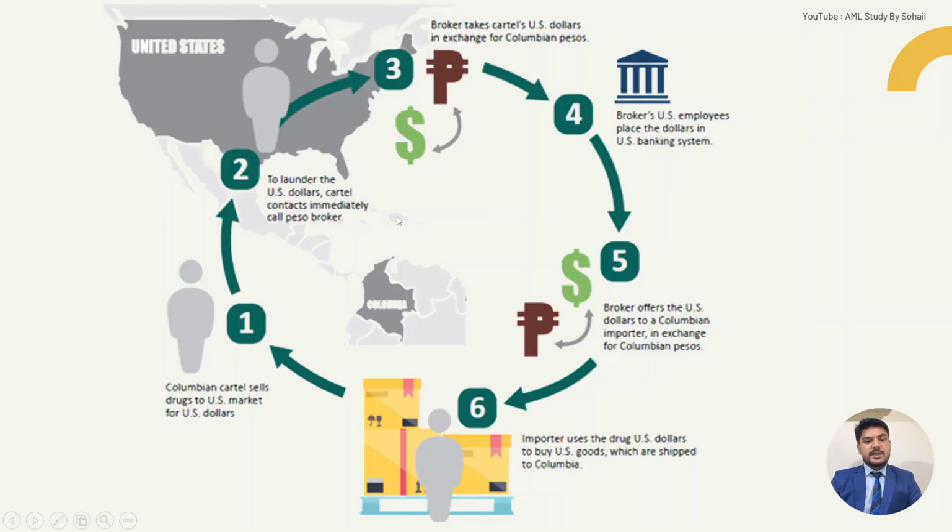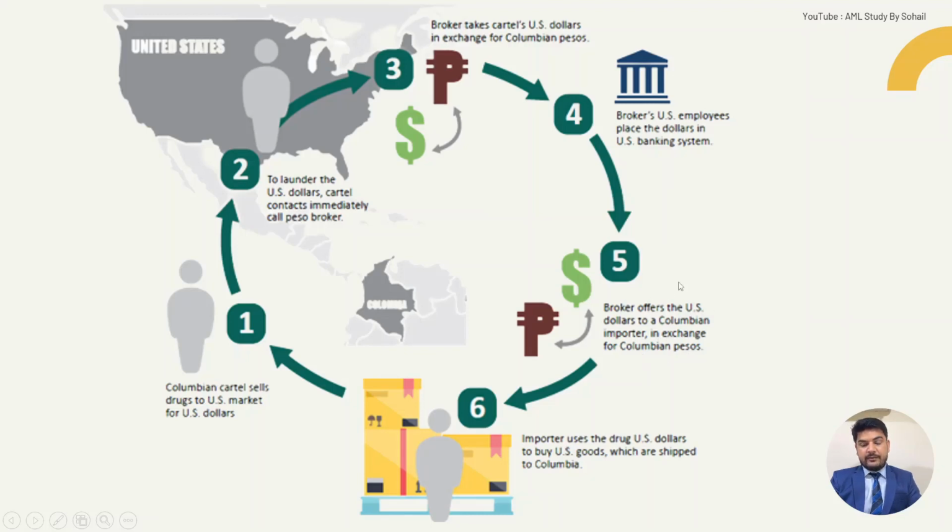The cartel contact immediately calls a peso broker. He goes to the peso broker, and his purpose is to exchange US dollars for Colombian pesos. The broker takes the cartel's US dollars in exchange for Colombian pesos. Then the broker places the dollars in the US banking system. Later, in the fifth step, the broker offers the US dollars to a Colombian importer in exchange for Colombian pesos.